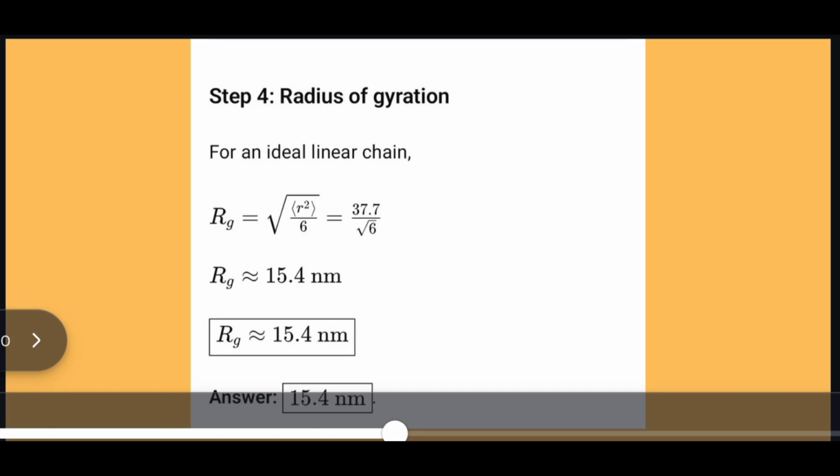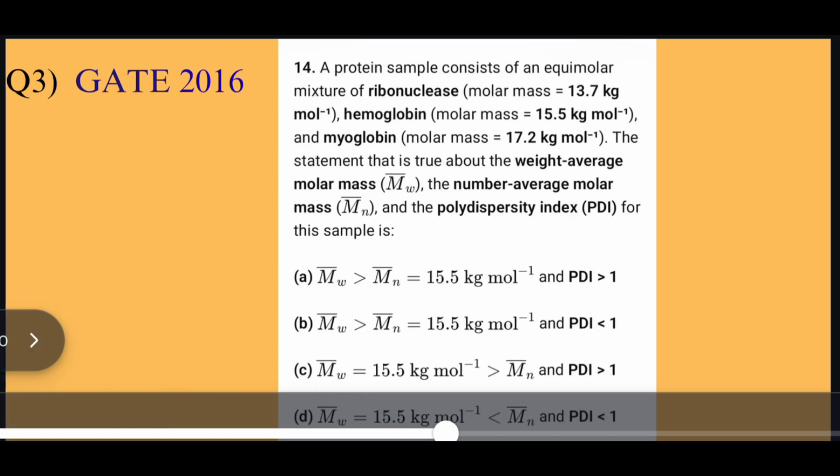I hope you understood. Now we'll move to the third question. This was asked in GATE 2016. A protein sample consists of an equimolar mixture of ribonuclease. Molar mass is equal to 13.7 kg per mole.